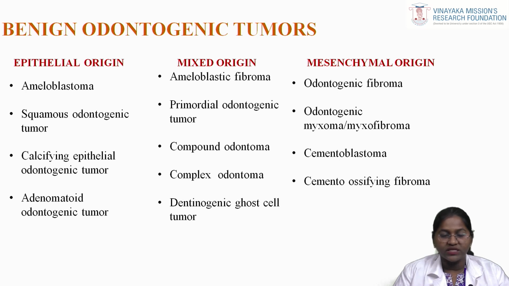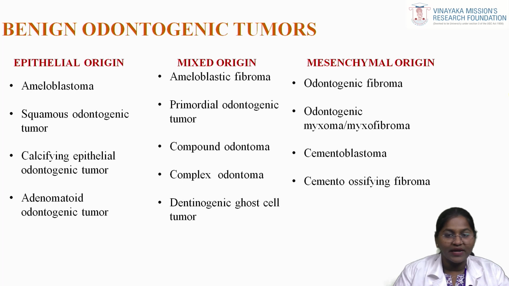Benign odontogenic tumors are again classified into epithelial, mixed and mesenchymal, as I said before. So what are the epithelial benign odontogenic tumors? Those are the ameloblastoma, squamous odontogenic tumor, calcifying epithelial odontogenic tumor and adenomatoid odontogenic tumor. So mixed benign odontogenic tumors are ameloblastic fibroma, primordial odontogenic tumor, compound odontoma, complex odontoma and dentinogenic ghost cell tumor. Mesenchymal tumors are the odontogenic fibroma, odontogenic myxoma, cementoblastoma and then the cemento-ossifying fibroma. So these are the benign odontogenic tumors.